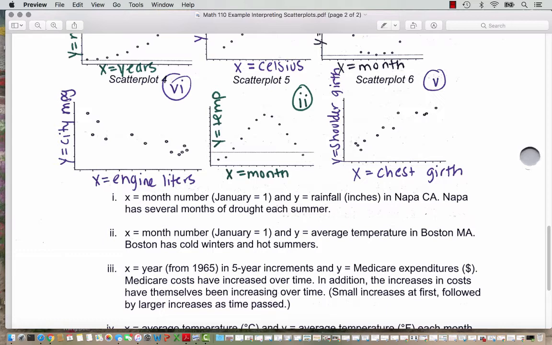In addition, the increases in costs have themselves been increasing over time. Smaller increases at first, followed by larger increases as time passed. Since the increases are not constant, we're not going to be looking for a linear shape. Since the increases are themselves increasing or growing, we're looking for an increasing curve to model these Medicare expenditures.